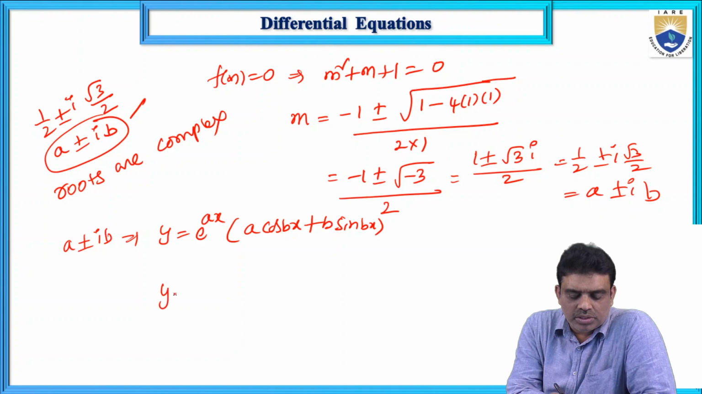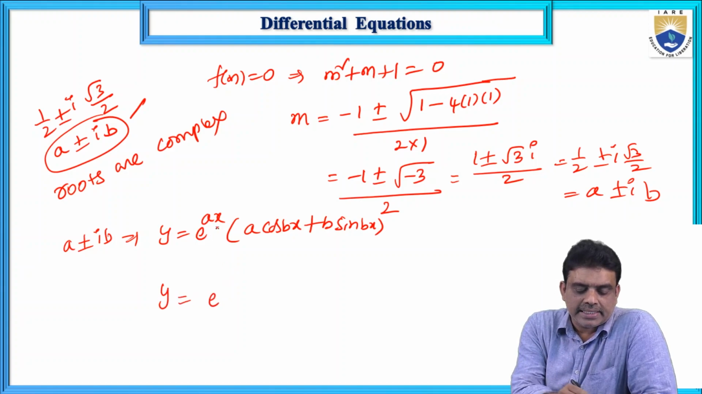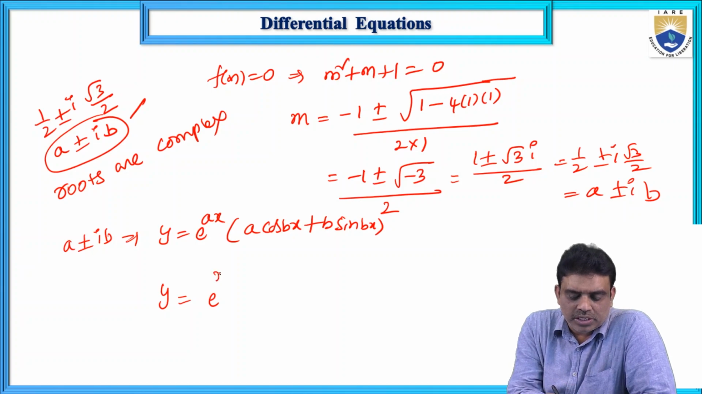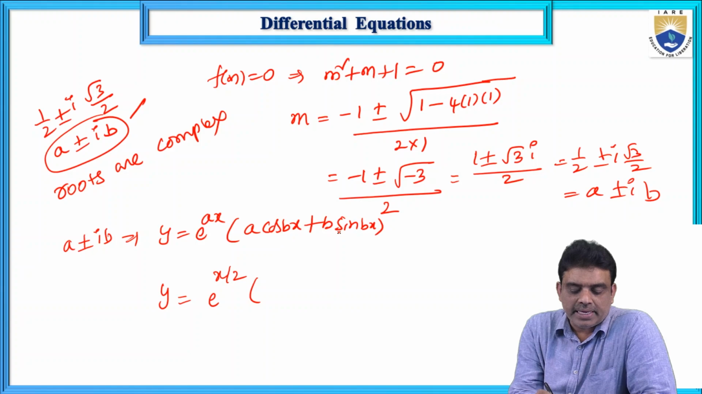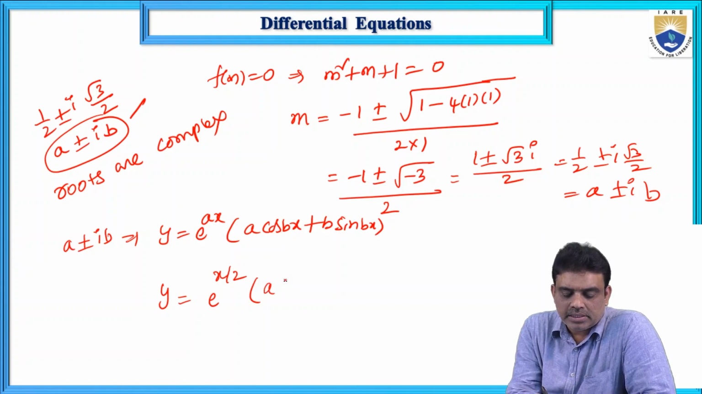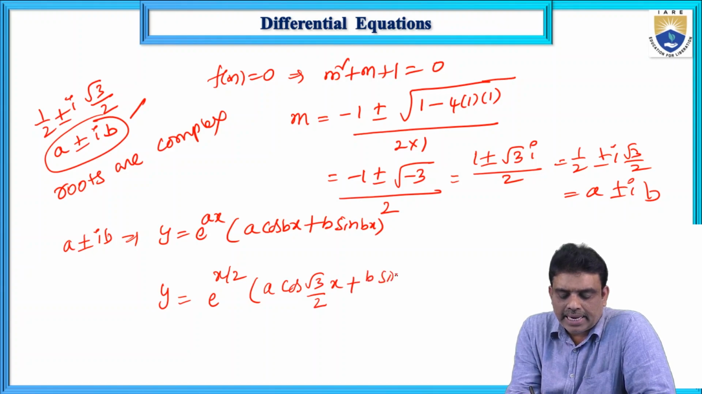Then what will the solution be? Y is equal to e power ax. Ax means a is minus 1 by 2, so that is minus x by 2, of a cos bx. What is cos bx? Cos bx means cos root 3 by 2 x, plus b sin bx.